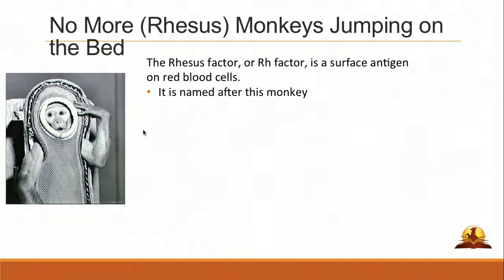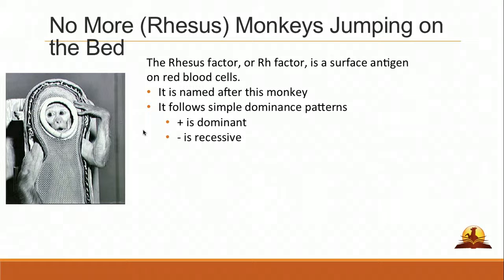It's named after this monkey, this one on the left. So if anybody in the test asks you what the rhesus factor is named after, it's named after a monkey. And it follows simple dominant patterns. So just the normal: plus is dominant, minus is recessive.